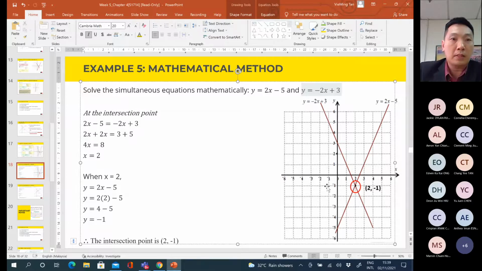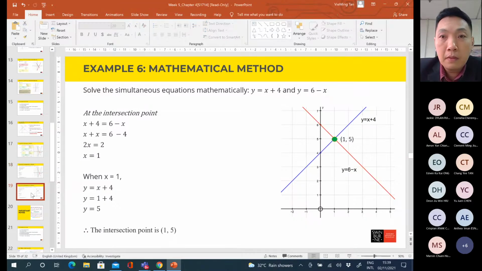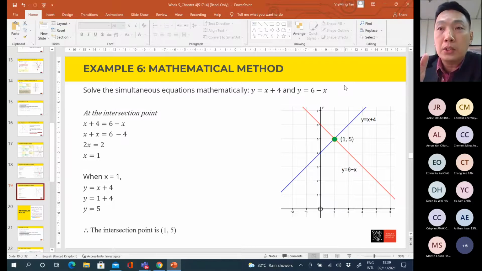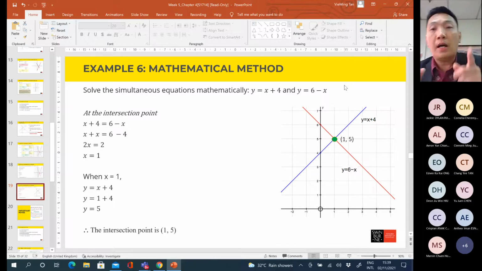Okay, let's try one more example. Okay, let's say now the two equations are y equals x plus 4. Another equation is y equals 6 minus x. So we may find that the power value for both x is power 1 only. So that means these two equations are linear equations. That means these two are straight lines. Okay, so now you're asked to identify the intersection point.